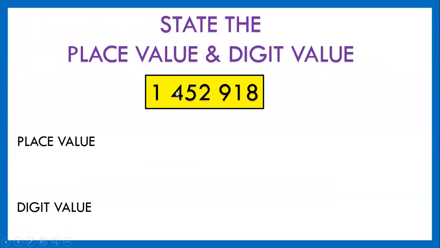What is the place value of any digit? For example, I'm going to choose 9 now. So what is the place value? The answer for that would be hundreds. That is the answer for the place value of digit 9 in this particular number. All right, what would be the digit value of the 9? The digit value would be 900.